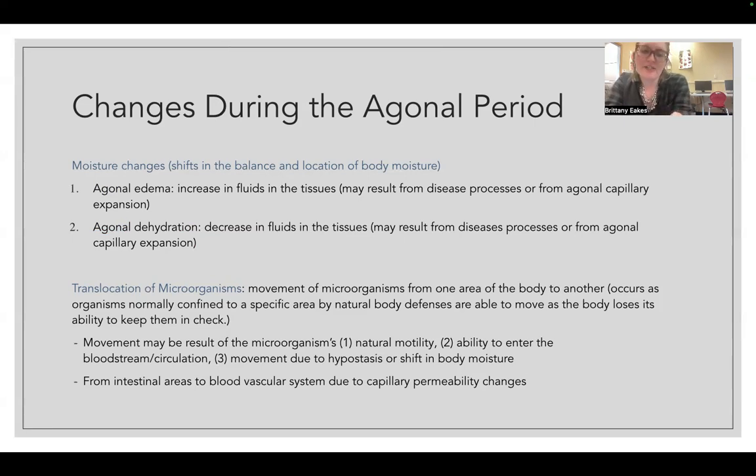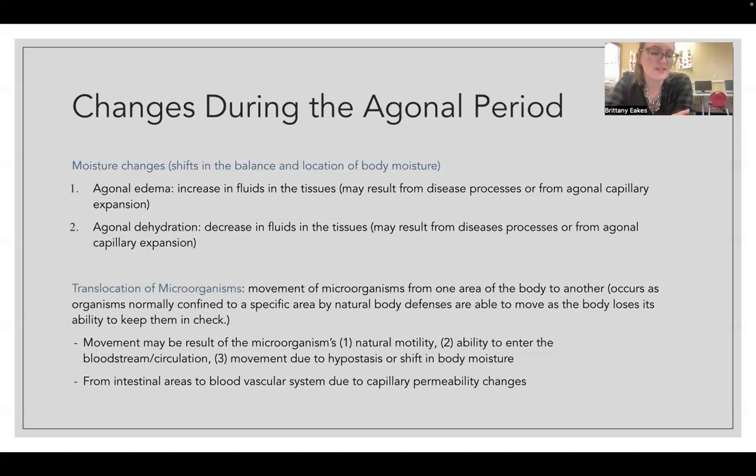Then we have translocation of microorganisms, which is the movement of microorganisms from one area of the body to another. And this occurs because there's no more natural defenses in the body. So the body can't keep it in check. The movement could be a result of the microorganism's natural motility, the ability to enter the bloodstream, or the movement due to hypostasis or the shift in body temperature.